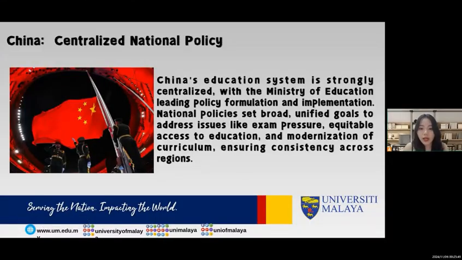Well, in China, the education system is strongly centralized, with the Ministry of Education leading policy formulation and implementation. National policies set broad and unified goals to address issues like exam pressure, equitable access to education, and modernization of curriculum, ensuring consistency across regions.